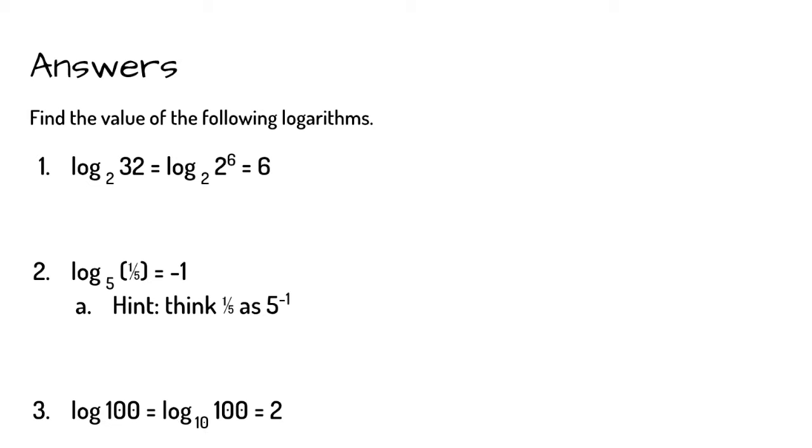Log 100. There's no base. Why does this happen? There's just log and 100. What's the base? In this kind of situation, we assume that the base is 10. These are called common logarithms. So whenever you don't see a base, it's always just 10. Log base 10 of 100 equals 2.